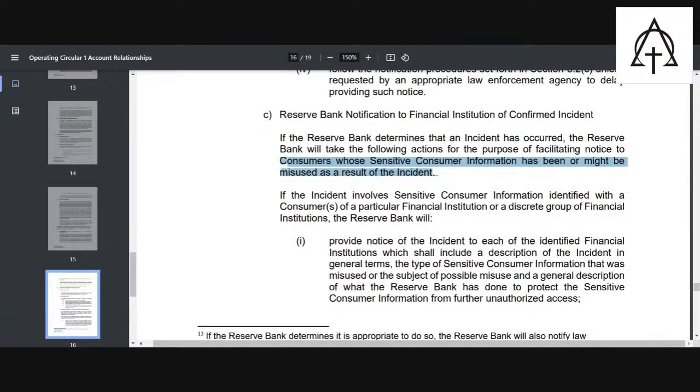If the incident involves sensitive consumer information identified with a consumer of a particular financial institution or discrete group of financial institutions, the Reserve Bank will provide notice of the incident to each of the identified financial institutions, which shall include a description of the incident in general terms, the type of sensitive consumer information. The type. Again, this goes to the language and the fact that she's no longer under contract. She's no longer subject to the contractual grammar of those terms.